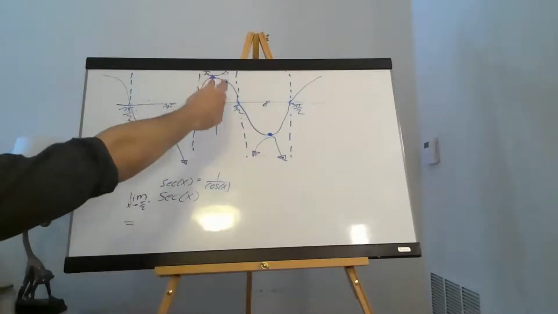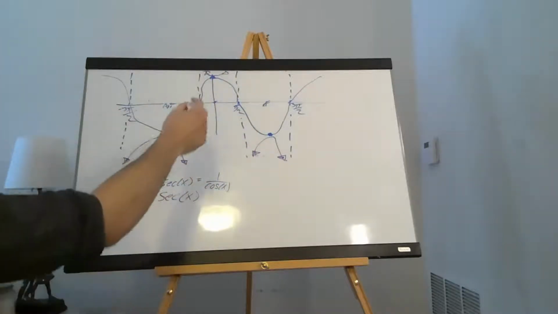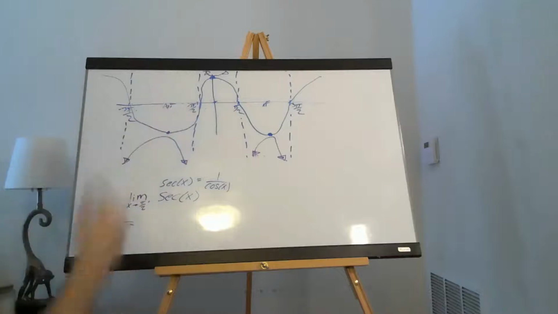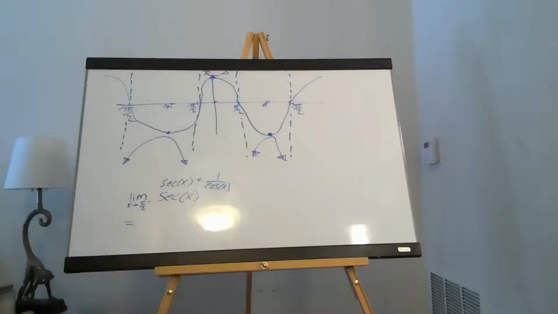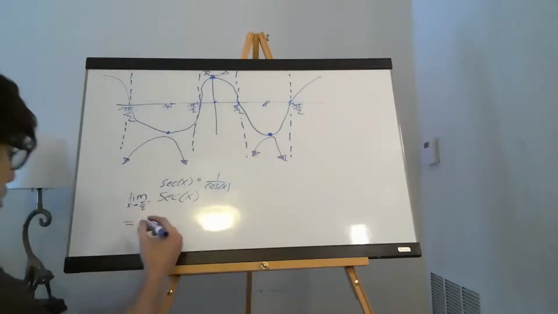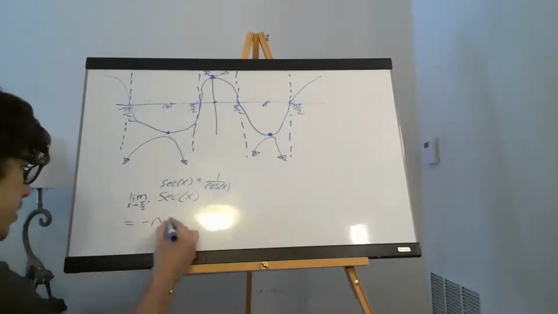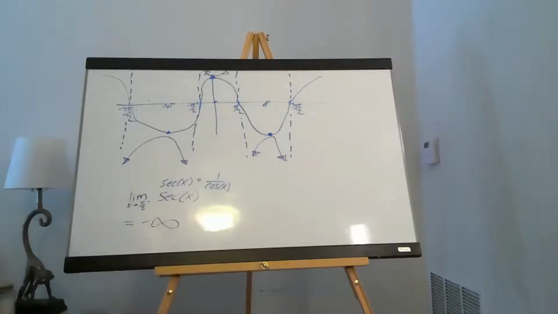If I asked you for secant of x as it approaches pi over 2 from the left side, then that would give you positive infinity. So it's not bad at all. Our answer is going to be negative infinity here. Is everyone okay with that? Let's see. You guys both said negative infinity, so you're both correct.